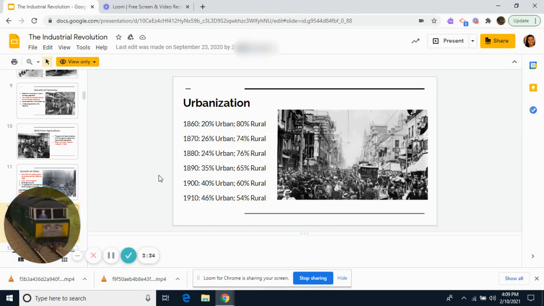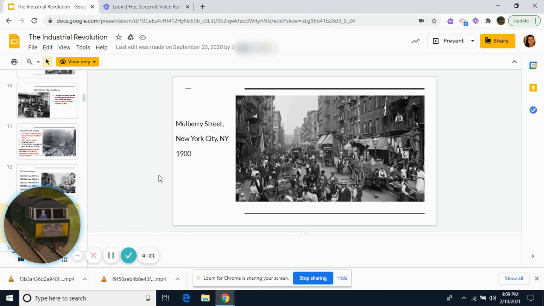Urbanization: 1860, 20% urban, 80% rural. 1870, 26% urban, 74% rural. 1880, 24% urban, 76% rural. 1890, 35% urban, 65% rural. 1900, 40% urban, 60% rural. 1910, 46% urban, 54% rural.